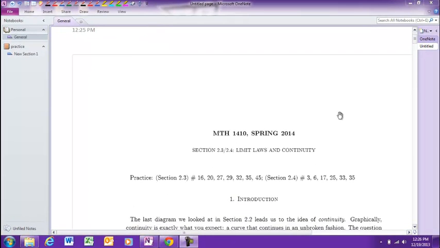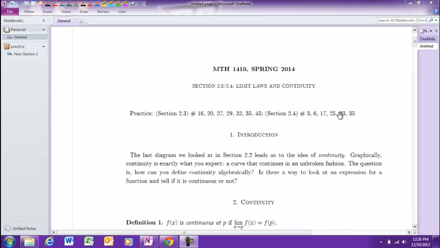Section 2.3 and 2.4, limit laws and continuity. So the very last diagram we looked at in section 2.2, that was the one that looked like this. We had a graph and it sort of came up here, and then there was an open circle and it went like that. We had an open circle and then like that, and I think there was a dot down there as well.